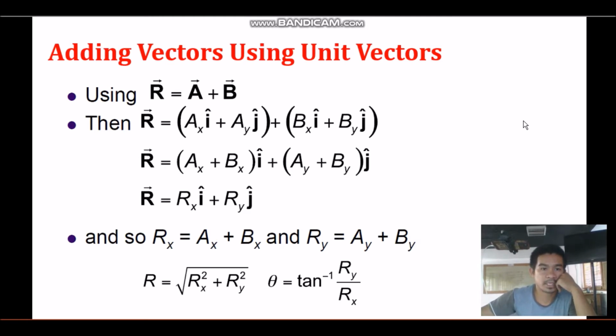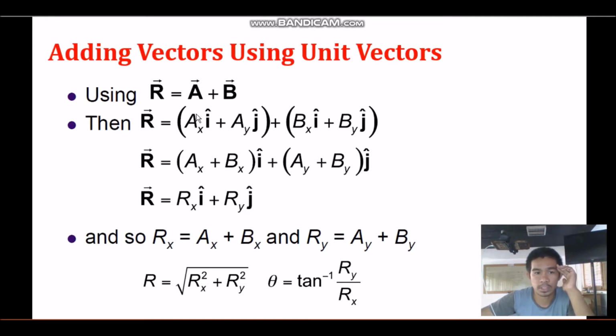Now we have adding vectors using unit vectors. Suppose vector r is the sum of vector a plus vector b, and these two vectors, a and b, are expressed in terms of their components with unit vectors. If you can still remember adding vectors using components, we will add all x components and then add all y components. Then we have the x and y components of the sum of vectors.